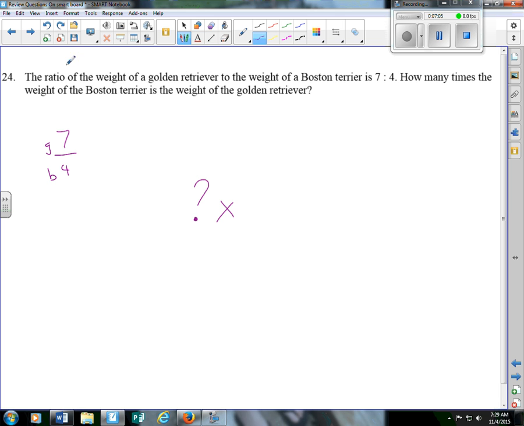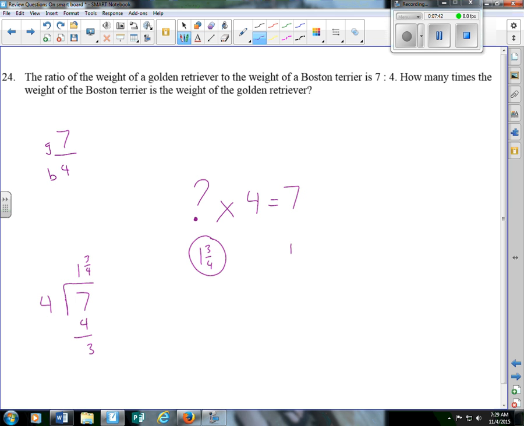The weight of the Boston Terrier. What is the weight of the Boston Terrier? It's 4. Is the weight, is always an equal sign, the weight of the golden retriever. So we know that we have to do the opposite here. So what number times 4 equals 7? I don't know. So we would have to do 7 divided by 4. Get 1, 3 left over, so we get 1 3/4. So our answer would be 1 3/4, and I'm just going to circle it.